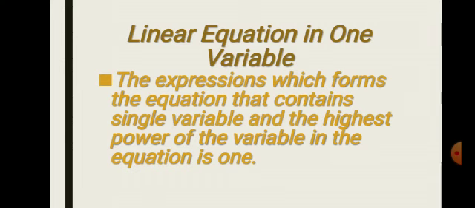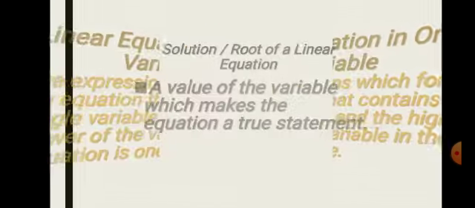The chapter name is Linear Equation in One Variable. What does it mean? The expressions which form the equation contain a single variable. That's why we say linear equation in one variable. The expressions which form the equation contain a single variable, and the highest power of the variable in the equation is 1. So in a linear equation in one variable, we use only one variable in the expression for forming an equation.